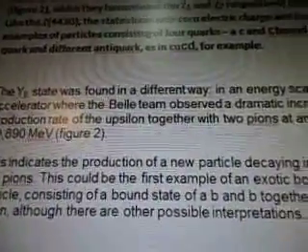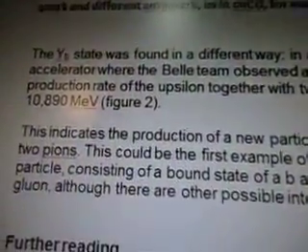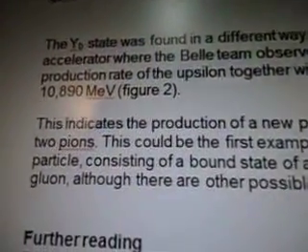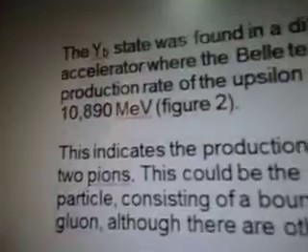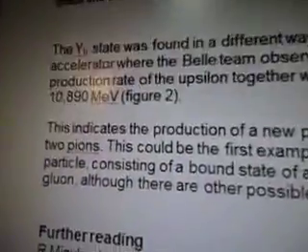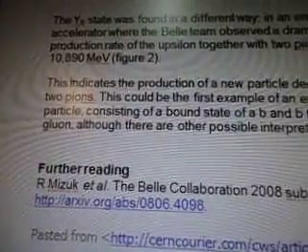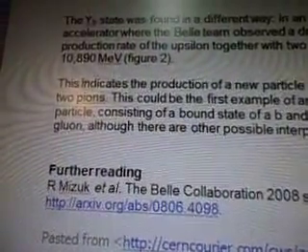The YB state was found in a different way in an energy scan of the KEKB accelerator, where the Belle team observed a dramatic increase in the production rate of the upsilon together with 2 pions at an energy of 10,890 MeV. I wonder if we can use that for the spaceship. This indicates the production of a new particle decaying into upsilon and 2 pions.